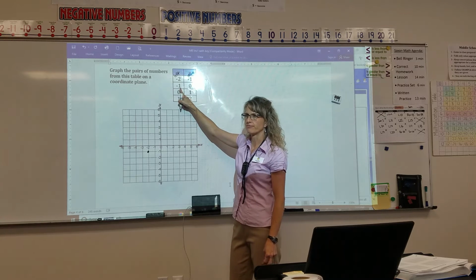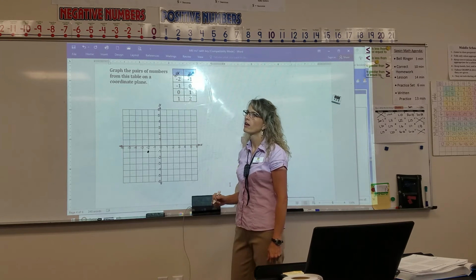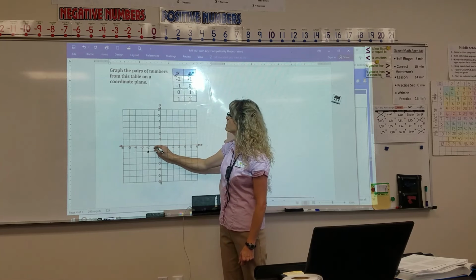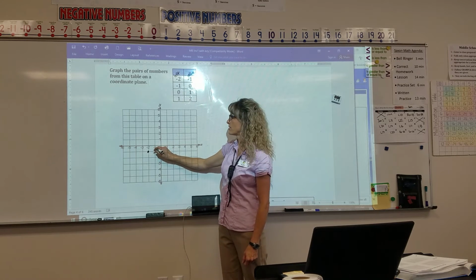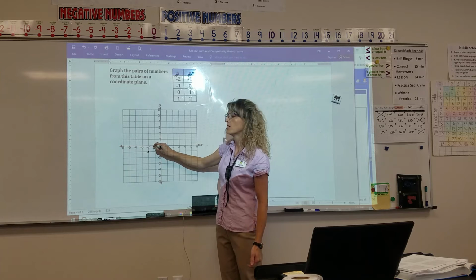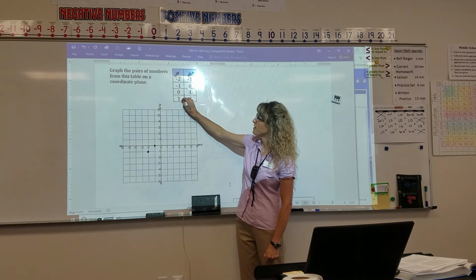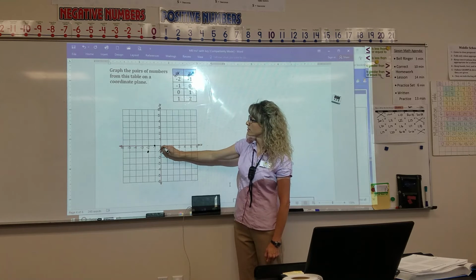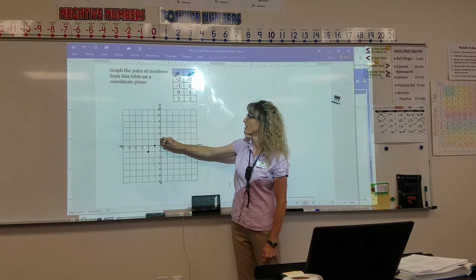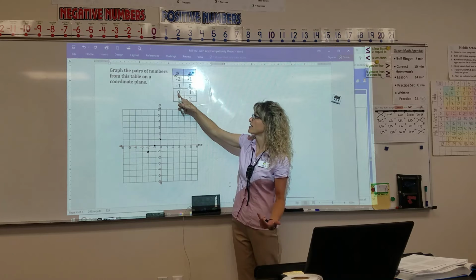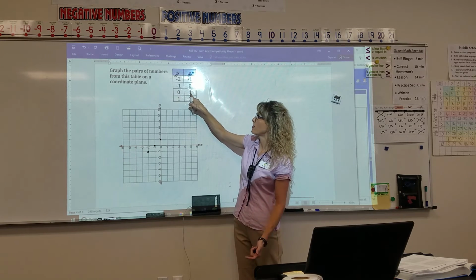Let's call on Lauren. Down 0, so just stay there, right? All right, let's get help from Michelle. You start at 0 and then go up 1. Right? So I don't go left or right at all. I stay there, and then I go up, because this is the up and downy one.